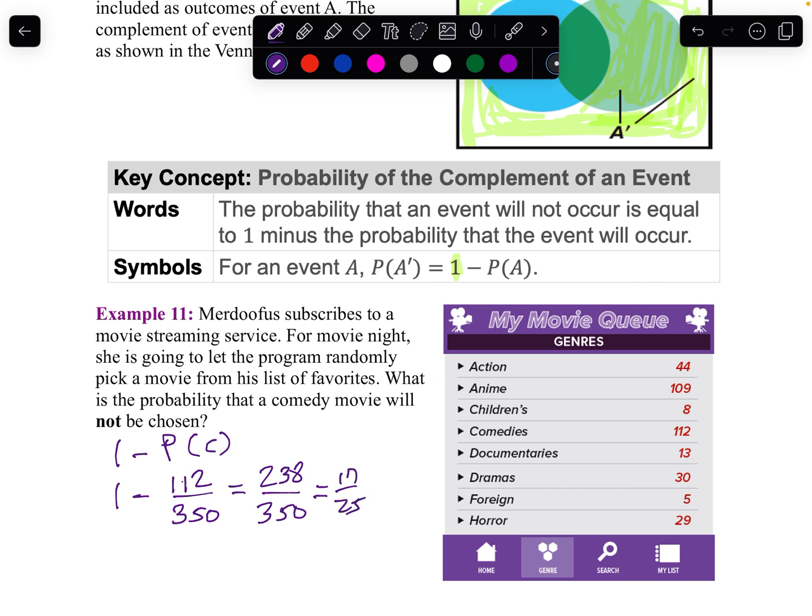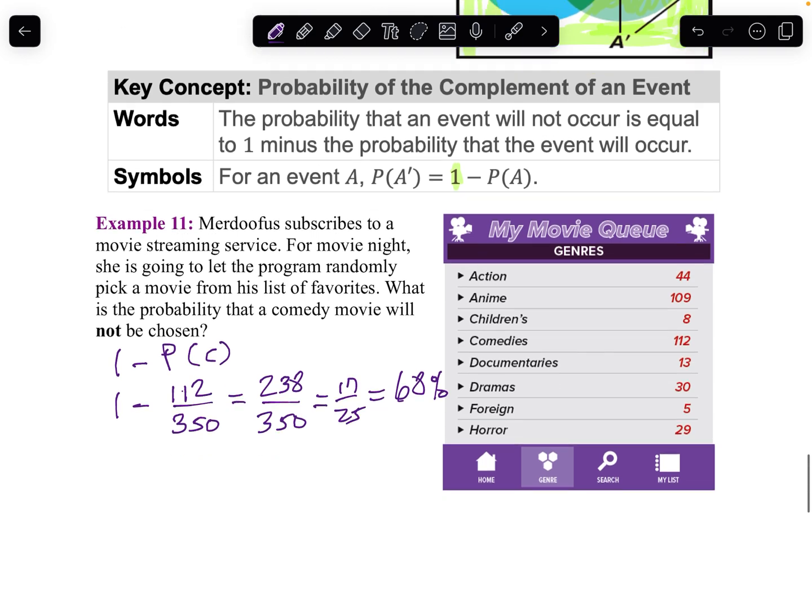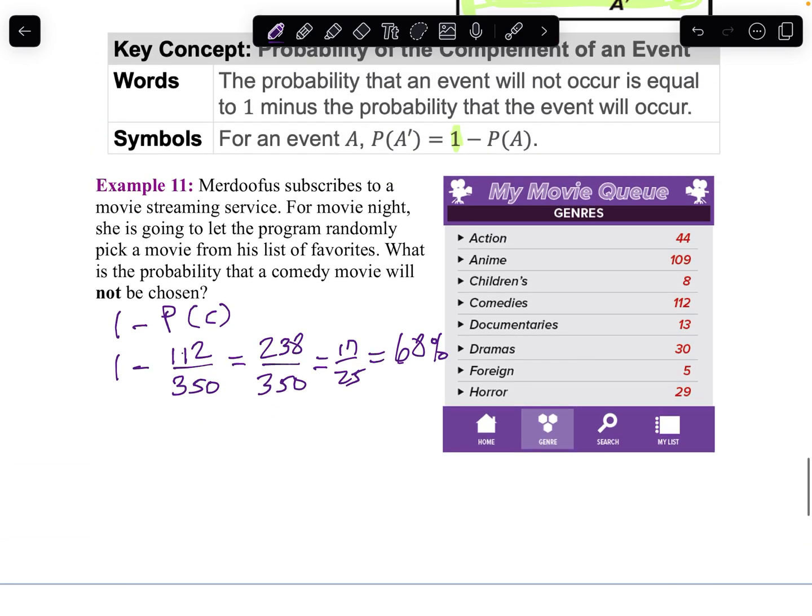If we write that as a decimal or a percent, there's a 68% chance that Merdufus is not going to pick a comedy. So over half, we have a pretty good chance that she's not going to pick a comedy. Guess she's not very fun-loving.